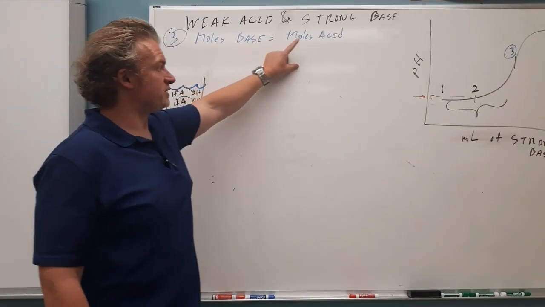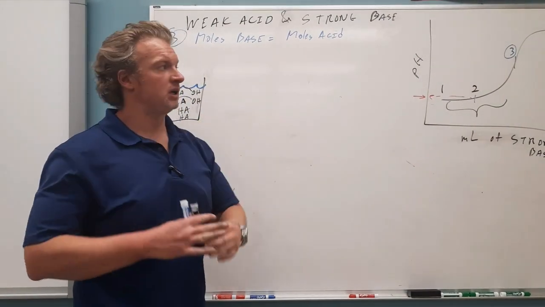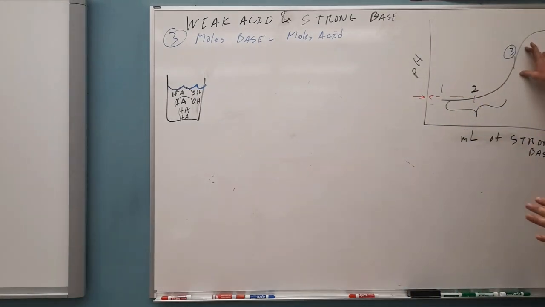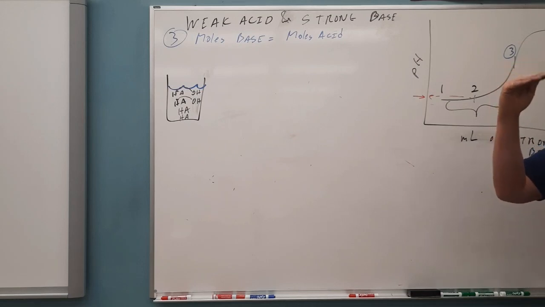The third and final point on a weak acid and strong base titration curve is when the moles of base equals the moles of acid. This is called the equivalence point. The equivalence point occurs in this tall, very vertical part right here. The equivalence point is not always going to be at 7 pH. Okay? It might be a little low, might be a little above.